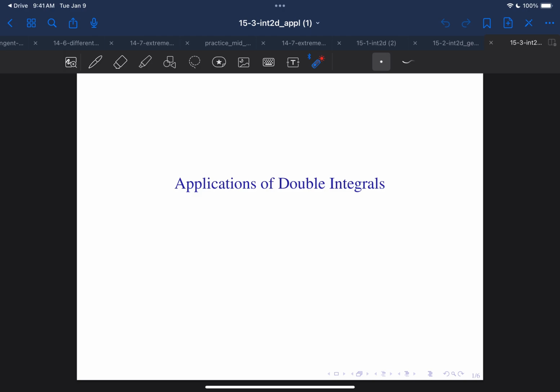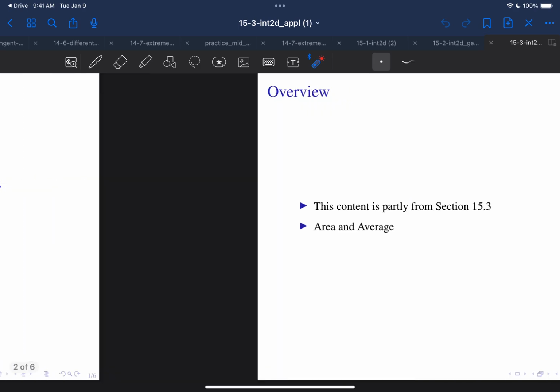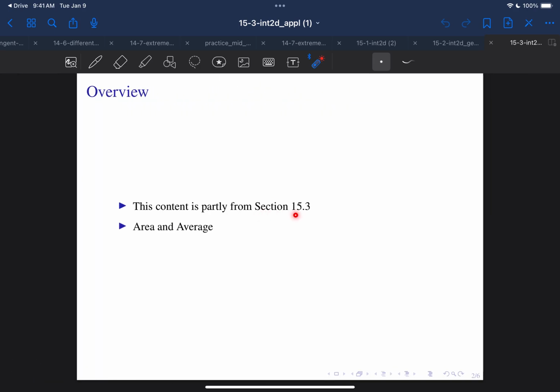Hello everybody. In this section, we're going to talk about applications of double integrals, which is from section 15.3. We're going to focus on two concepts, area and average. After we give those definitions of area and average, everything needed is going to be calculation of double integrals. That's why this section is called application.